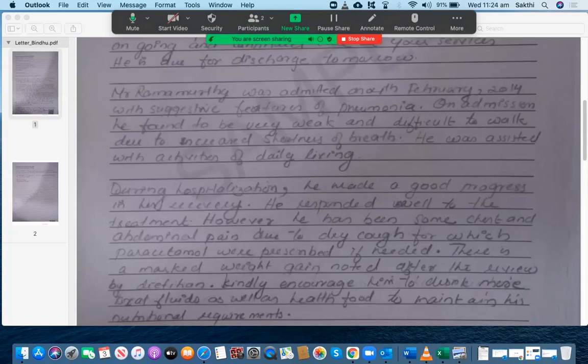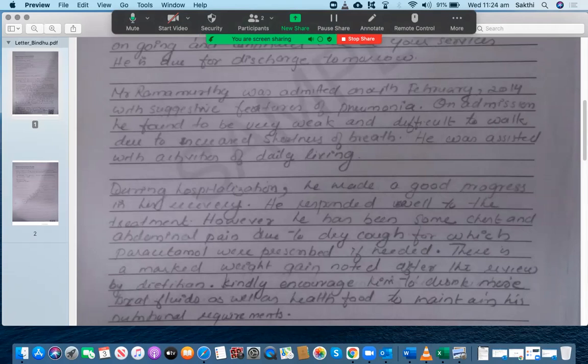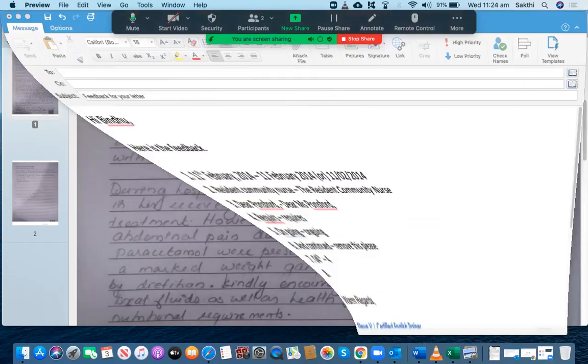With the suggestive feature, isn't it? Suggestive features of pneumonia. Okay, on admission, he was found to be. On admission, you need to place a comma after that.